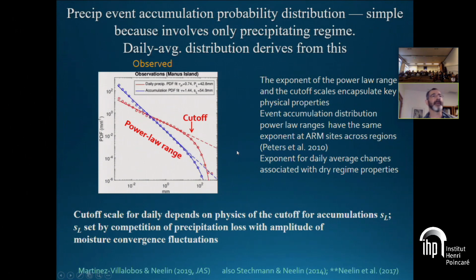Okay, so to summarize, let's talk about the relationship between the daily average and the power law range. And I don't have time to go into the details of this, but simply summarizing the bottom line. Given that you have this accumulation distribution, and the accumulation distribution, its power law exponent tends to be the same across different meteorological regimes. When you move to a daily average, you're going to be in a given day often averaging several events.